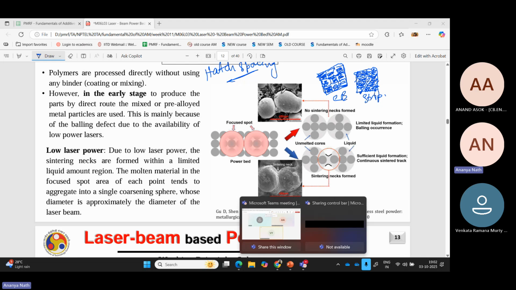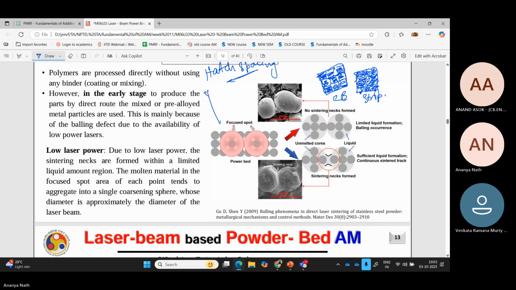Similarly, if you change the scan patterns, if you change these scan strategies, you can nicely change the whole microstructure of the part. You can change the strength of the part. You can even print a part like this. In this region, you're printing it with chessboard. In this region, you're printing it with strip.